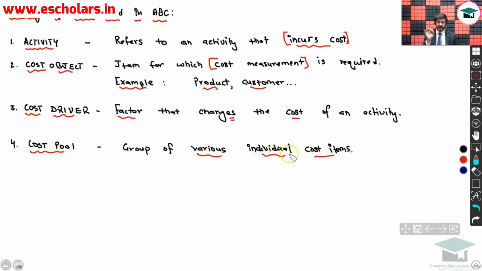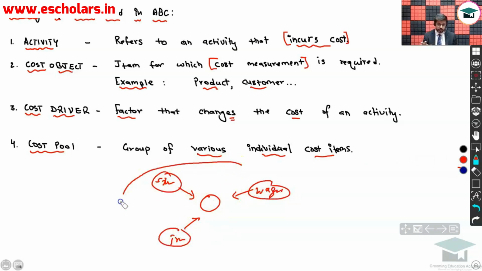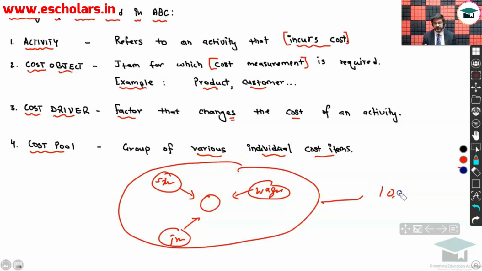Now if you remember, we had already discussed that when we were discussing activity. I told you that an activity is sugar handling. In that sugar handling there are different costs which were incurred, for example wages of the labor, some storage cost, some transportation cost. So these different individual cost items together, how much are they? 10,000. That is known as cost pool.